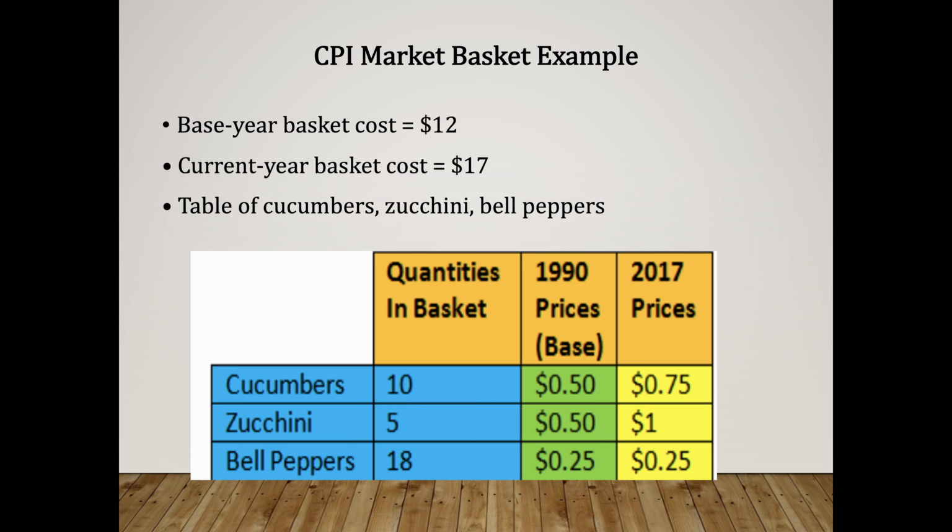Now in 2017, prices changed. Cucumbers became 10 times 75 cents equals $7.50. Zucchini became 5 times $1 equals $5. And bell peppers is 18 times 25 cents equals $4.50. Add those up, basket cost in 2017 equals 7.5 plus 5 plus 4.5 equals $17. So the same basket that cost $12 in 1990 now costs $17 in 2017.